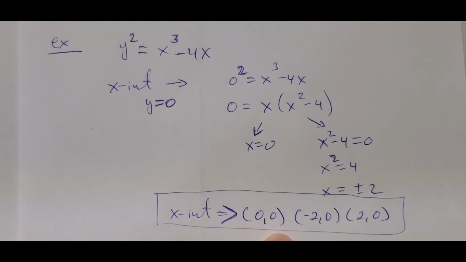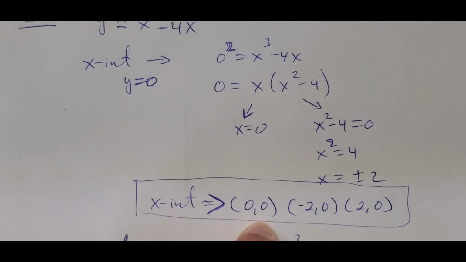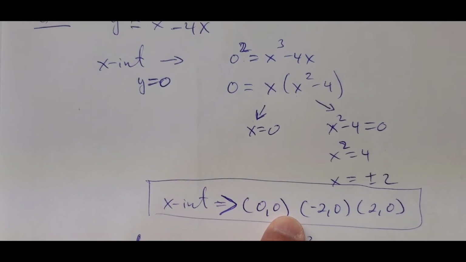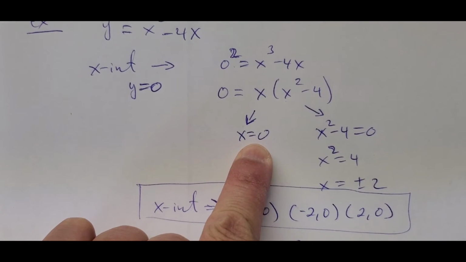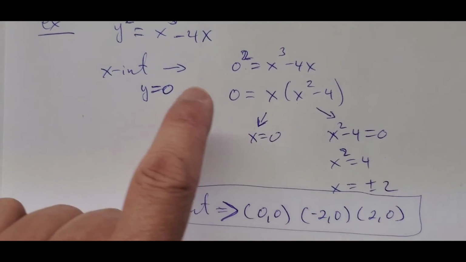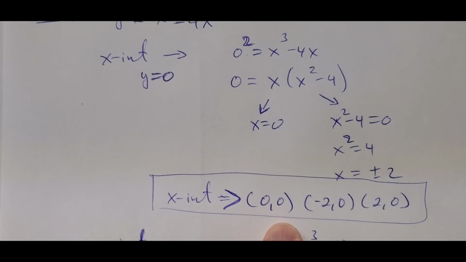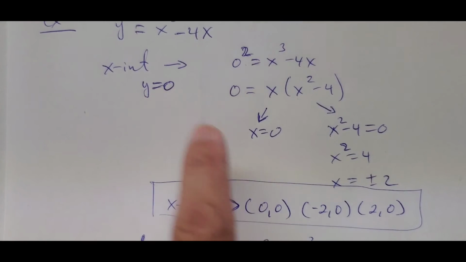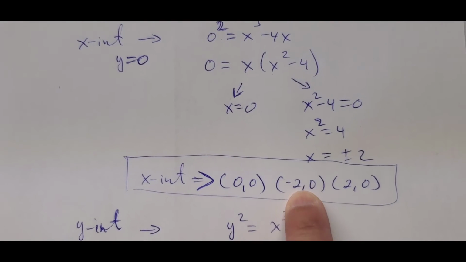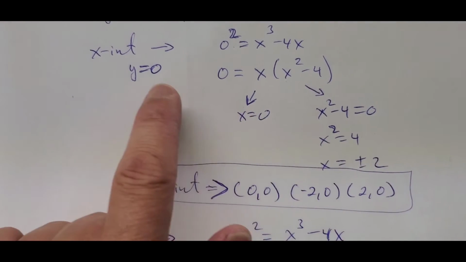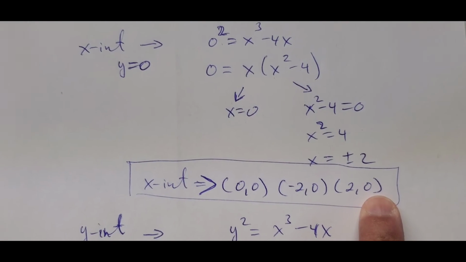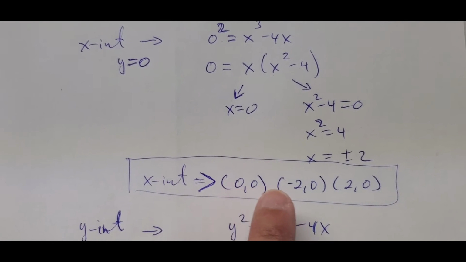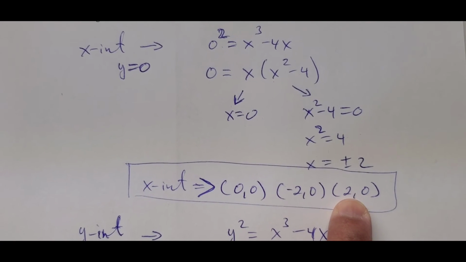Now, I want you to write this in interval notation. So remember, x goes first and then y. So the first x-intercept point is 0, 0. That's for the first one. The next point is minus 2, 0, which is right here. And then the last point, positive 2 and 0, which is this point. So there are 3 x-intercepts: 0, 0, negative 2, 0, and 2, 0.